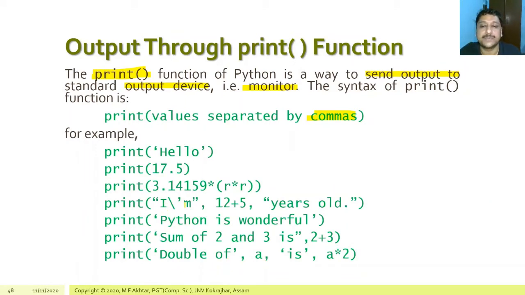Here 1, 2, 3 values are given in the print statement, and each value is separated by a comma. A string is given within double quotation marks, and a numeric value is given without any quotation marks. An expression is also given here. It first evaluates this expression and then displays the output on the screen. You try it yourself.